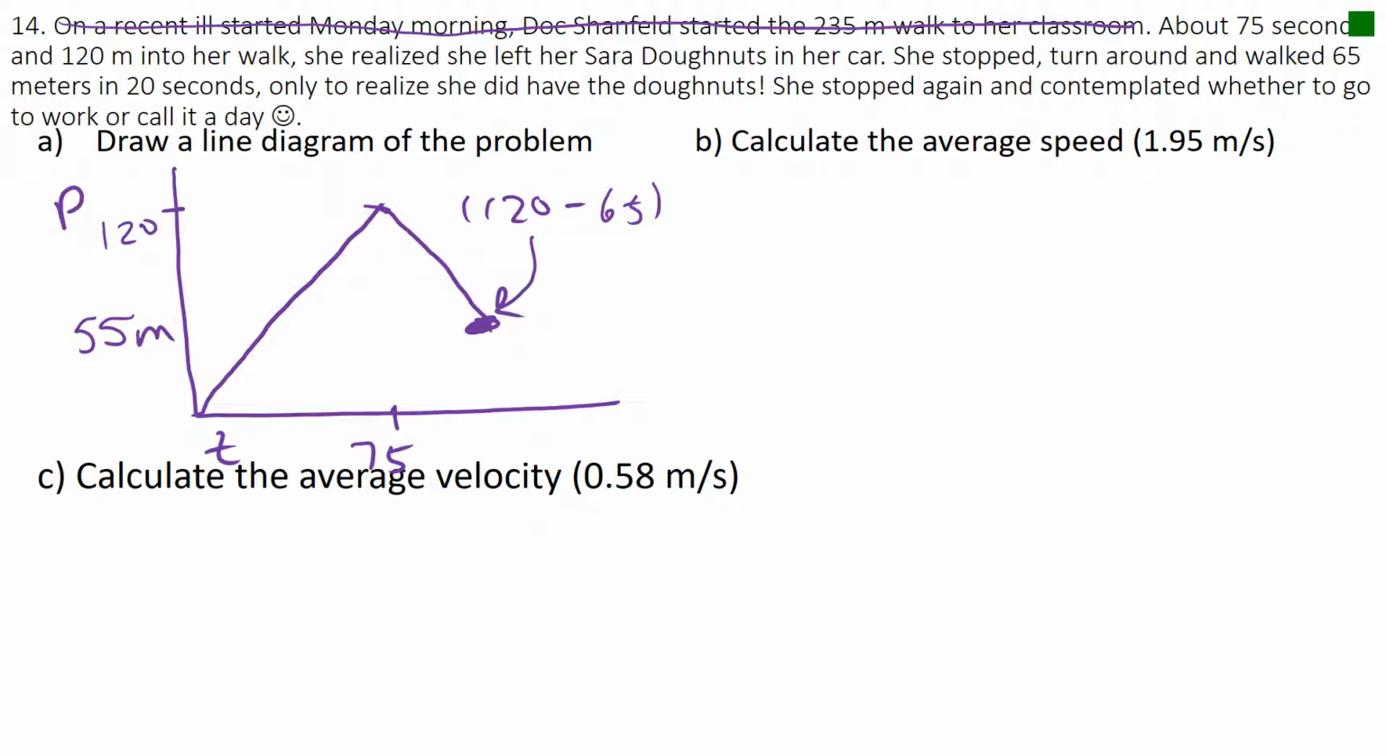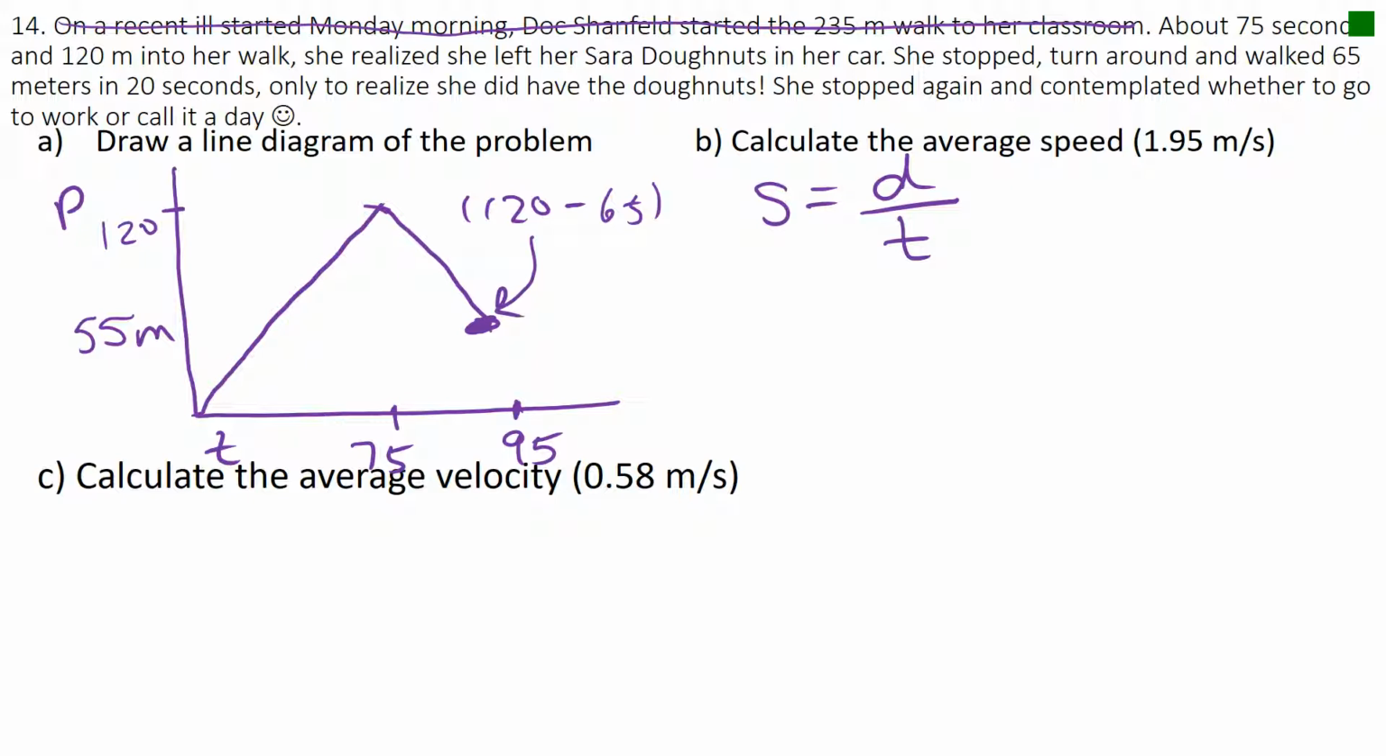And that took how long? 20 seconds. So for our time, we have to do 20 plus 75, so the whole time is 95 seconds, and she's at 55 meters. Okay, so let's calculate the average speed. Speed is equal to the total distance over the total time.